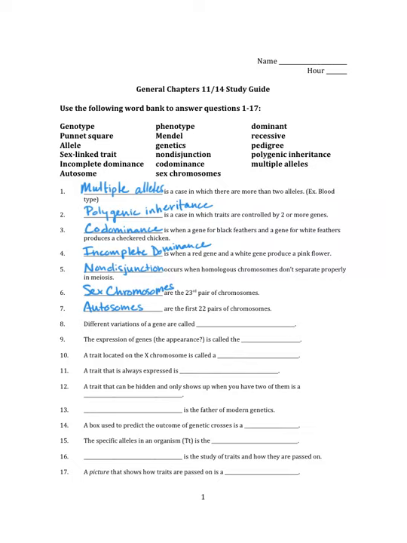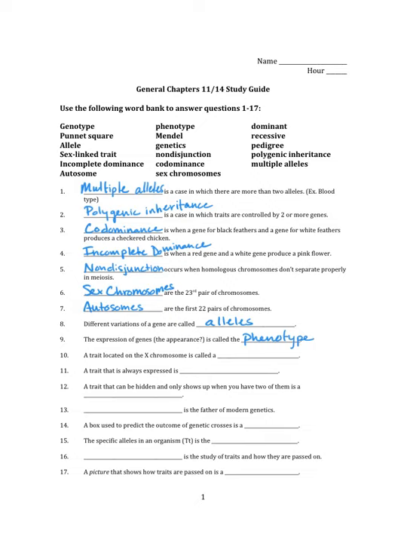Number 8 says that different variations of genes are called alleles. So remember, all those different versions are alleles. That's what's represented by the letters that we use when we do like Punnett squares. Number 9 says the expression of genes or the appearance of something is called its phenotype. So remember, phenotype is the physical expression of a trait.